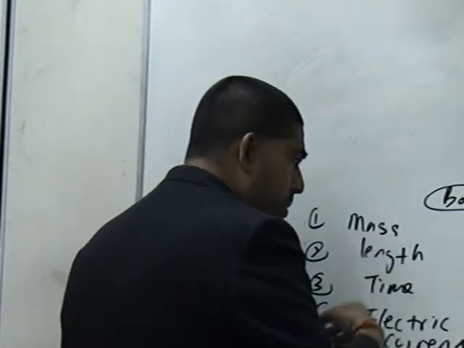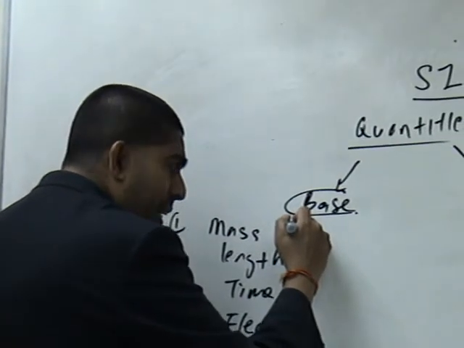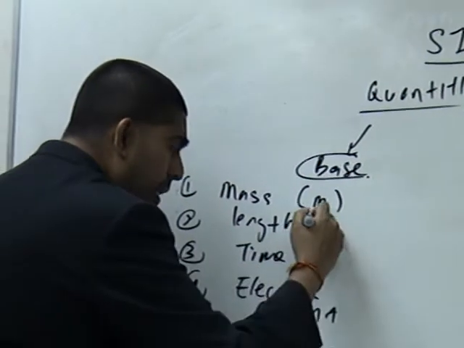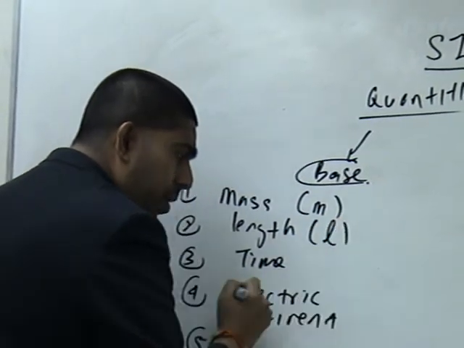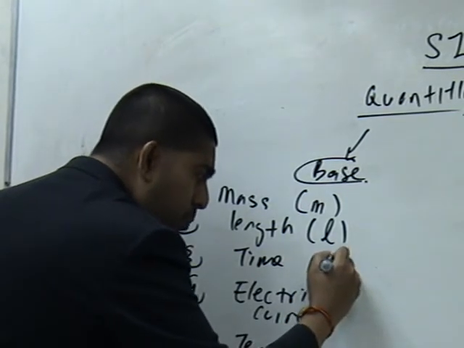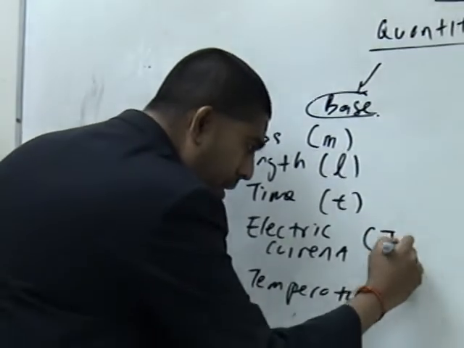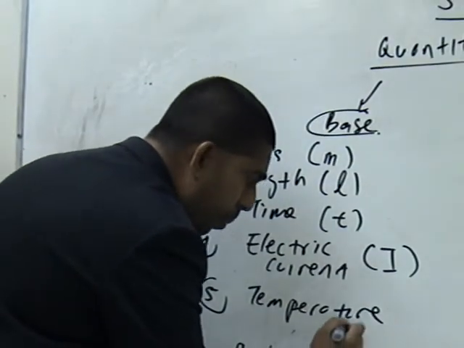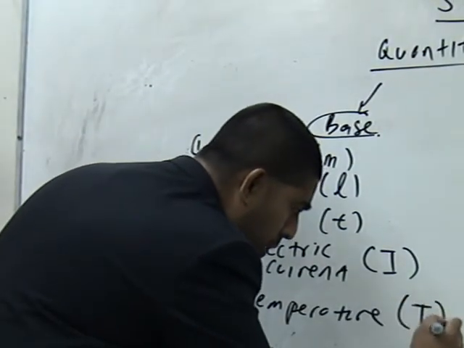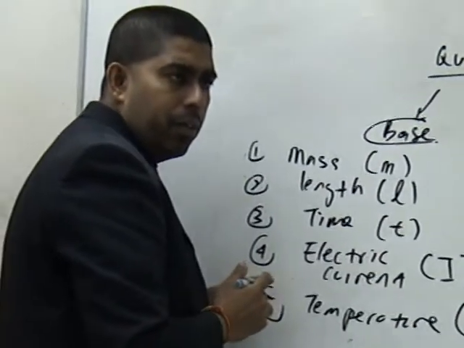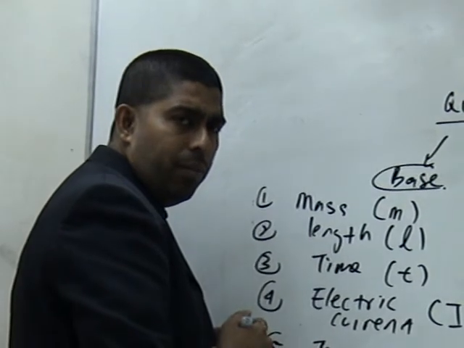Now the first, mass. The symbol for mass is M. The symbol for length will be L. The symbol for time will be small t. The symbol for electric current will be capital I. The symbol for temperature will be capital T or theta. This symbol is known as theta. Got it, students?